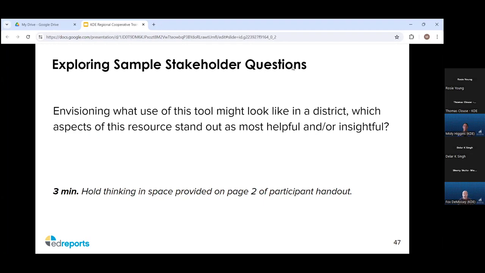Coming back together now, so we're gonna post one idea in the chat that you noted as to what use of this tool might look like in a district, or which aspects of this resource stand out as most helpful and or insightful. So just one idea that you might have made note of in the chat about what this would look like in a district, or which aspects of the resource stand out as potentially most helpful or insightful. So jot a quick something in the chat.